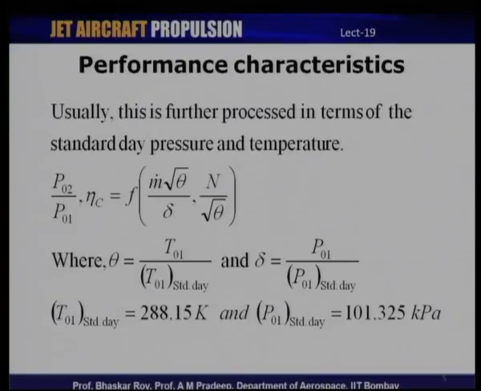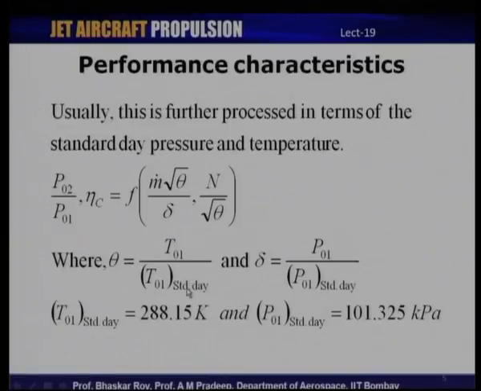That is, the temperature is taken with reference to temperature on a standard day, and pressure is taken as the ratio of pressure as compared to that of a standard day stagnation pressure. So, P02 by P01 and efficiency would become functions of m dot root theta by delta, and n by root theta, where theta is T01 by T01 standard day, the temperature ratio, and delta is the pressure ratio, P01 by P01 standard day.